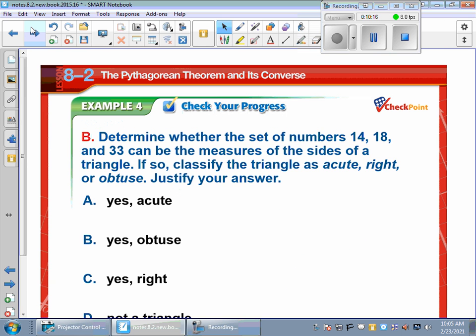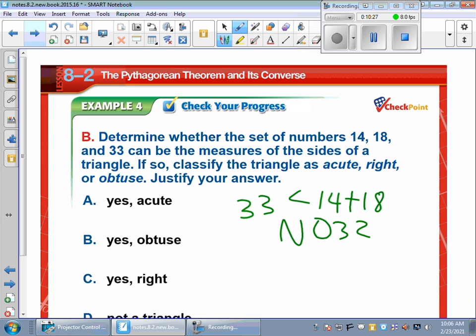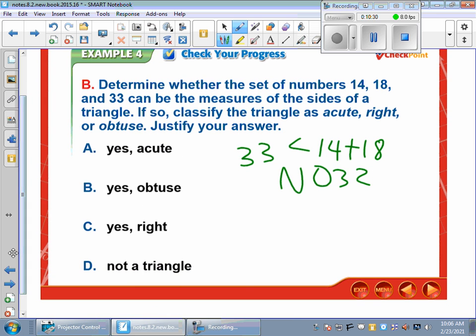Last one here, folks. Again, take a look here. 33 has to be less than 14 plus 18. Well, this is 32. So this will not form a triangle. You are done. Part D.